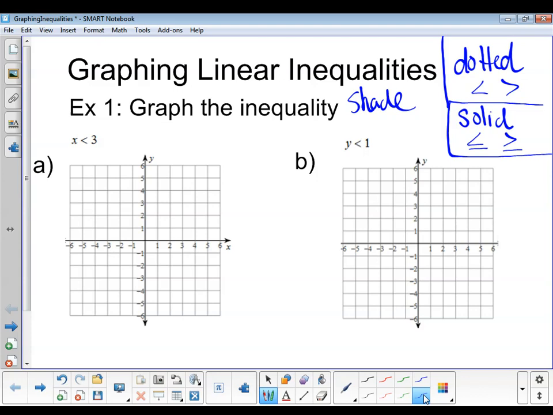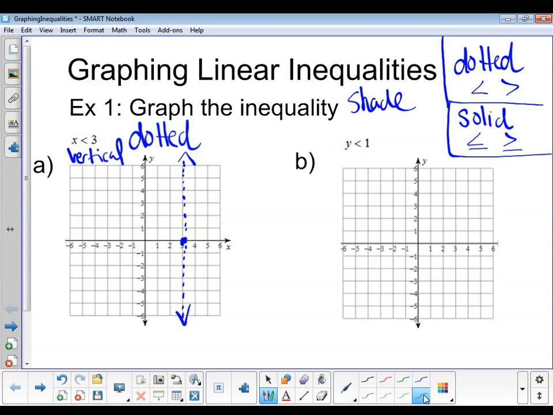So for part A, we have x is less than 3. Since there is no line under the inequality, this line is going to be dotted. X lines are vertical. So to draw this line, I'm going to go to 3 and make my dot. And then I'm going to draw a dotted line that goes through the graph at x equals 3.